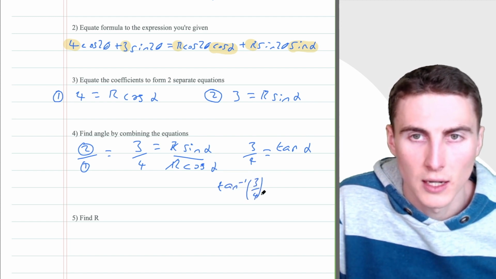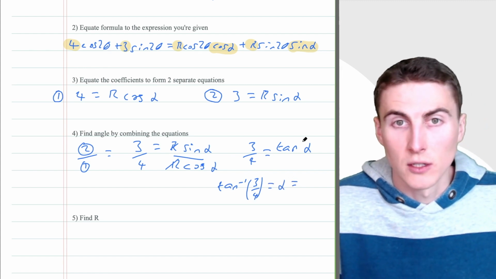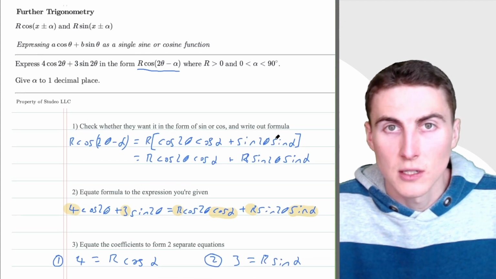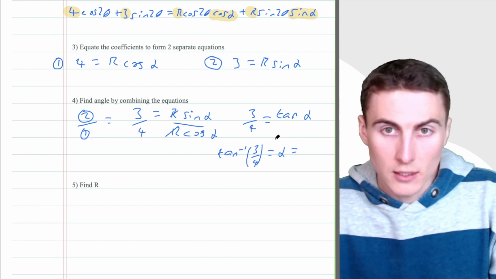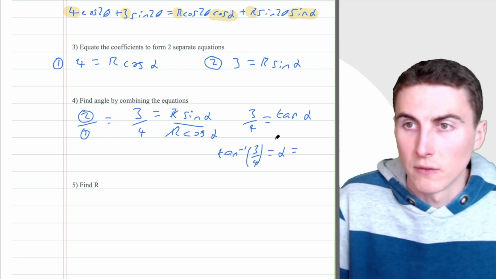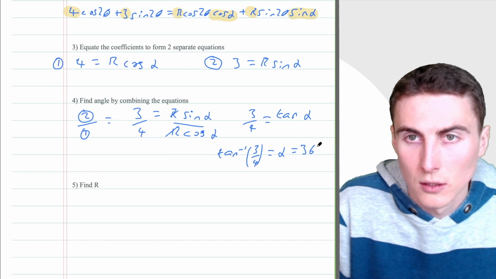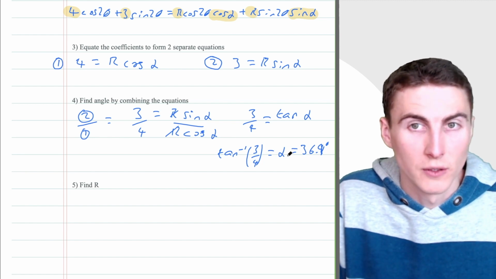So like my inverse tan, that's going to give me alpha, which if I put that into the equation, let me just double check, we want that in degrees. So I put my calculator in degrees and do tan to the minus 1 of 3/4. And that gives us 36.9 degrees. 36.9 degrees. There we go. And that's it. So now we found alpha.